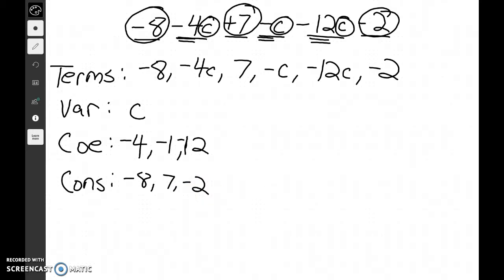Do remember that this is a test question. I know for a fact that this will be a test question, so know how to do this type of problem. If you can identify the different terms, variables, coefficients, and constants, then you should be able to get 100% on the test when you work this problem.